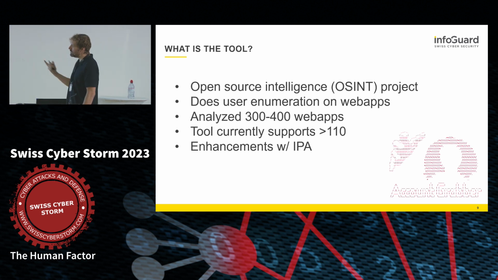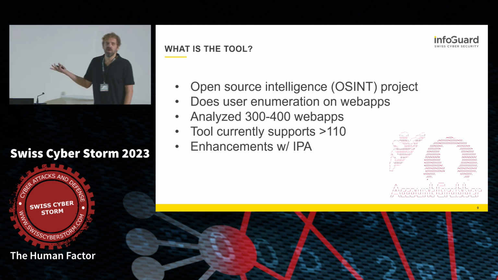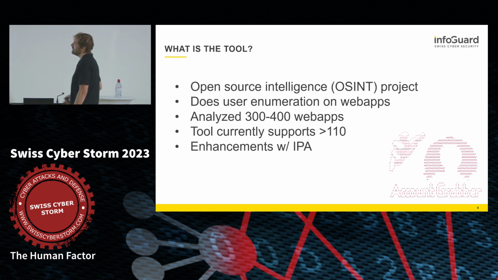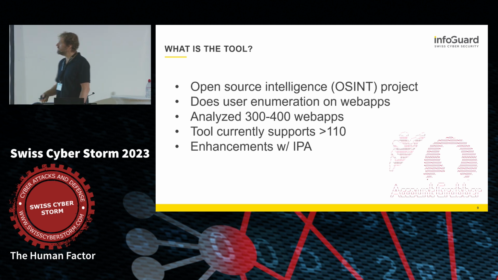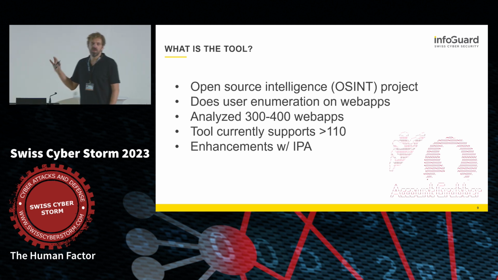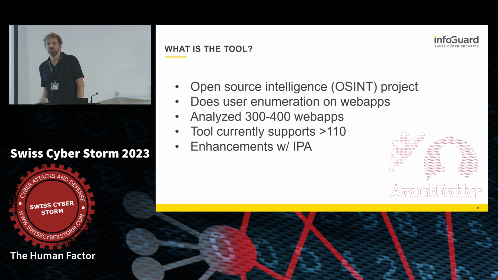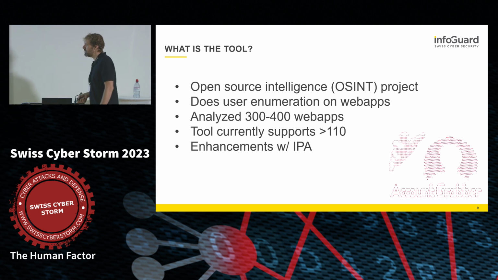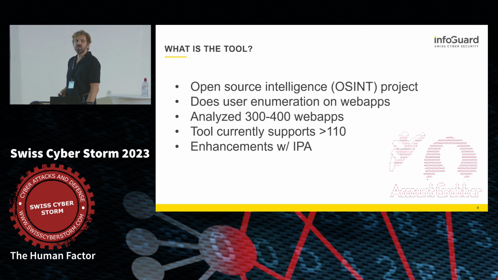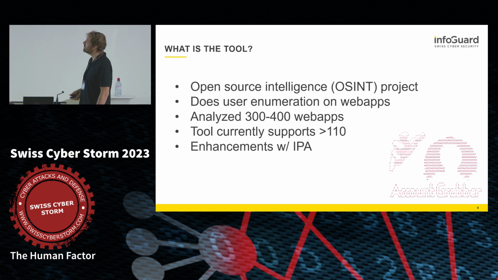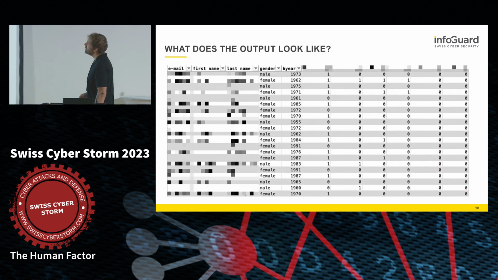To develop this tool, I analyzed about 300 to 400 web applications. Not every web application allows for user enumeration, of course, but in the end, the tool currently supports around 100 platforms. Another cool thing, we did an IPA project at our company. One of our apprentices did his final project for the apprenticeship and did some enhancements for the tool. So shout out to Berke Kara for his valuable contributions to the project.